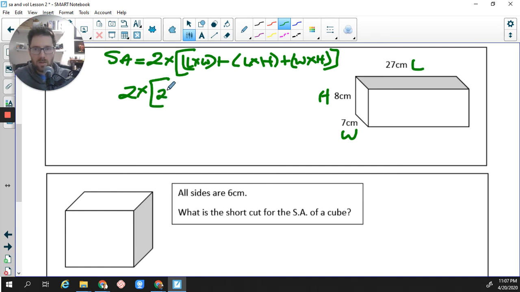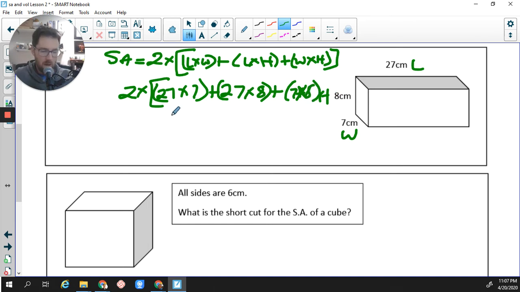Length 27 times 7, plus length 27 times height 8, plus width 7 times height of 8. Oof. Okay, there we go. So let's go.